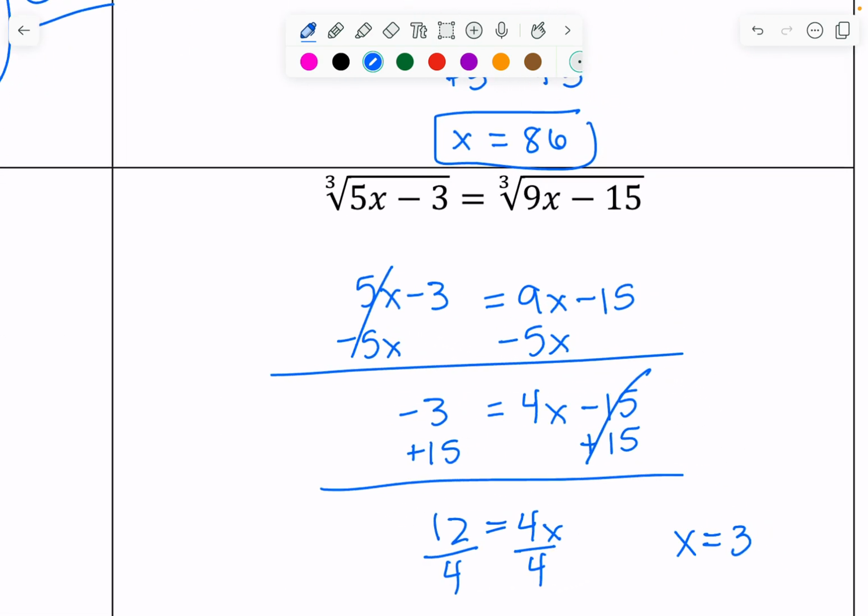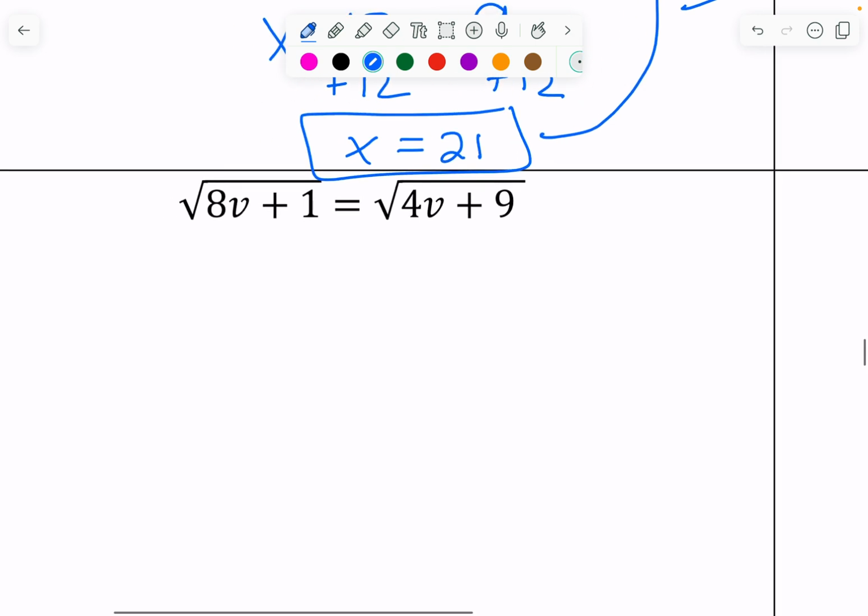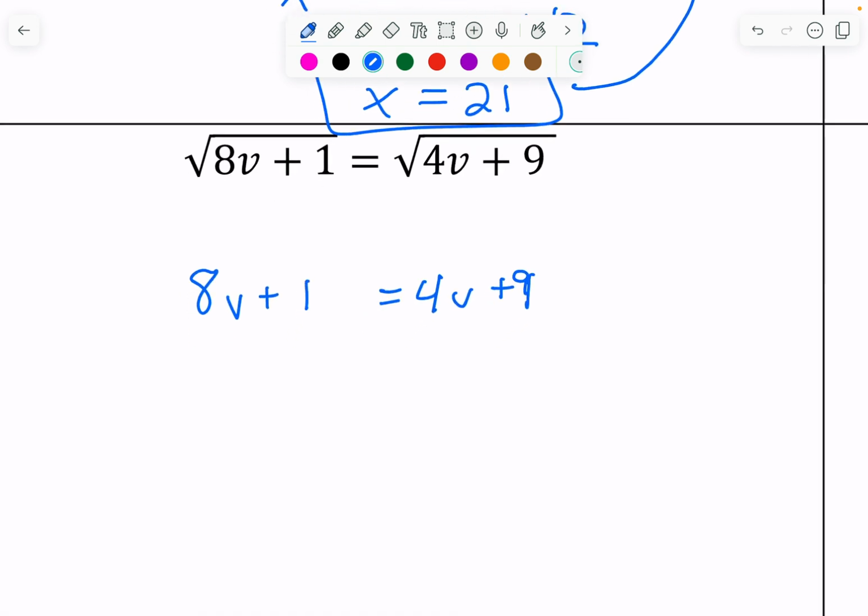All right, let's try this last one. So for here, when I see the same powers, I see the square root of 1/3 and the square root of 1/3, then that means that my insides have to be equal to each other for them to be equal. So looking at this, they're both square roots. They're not root of 3 or anything. So all I see is 8v plus 1 needs to equal 4v plus 9. So all we have to do is solve.